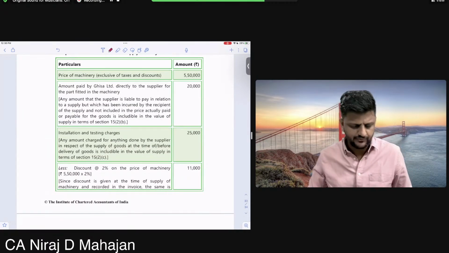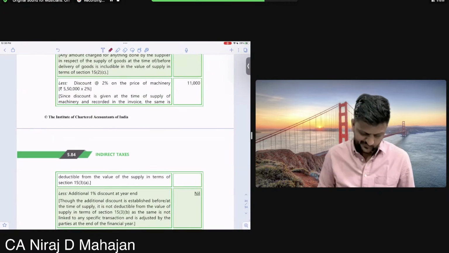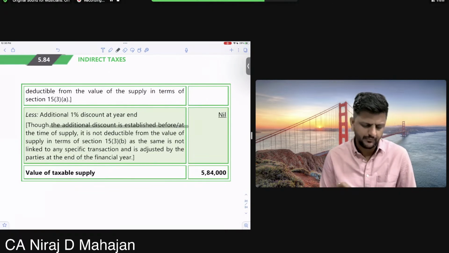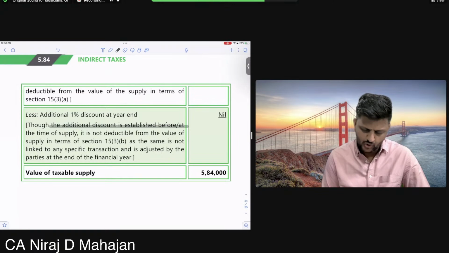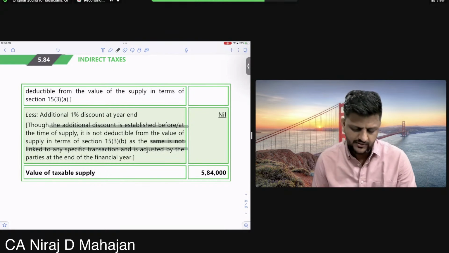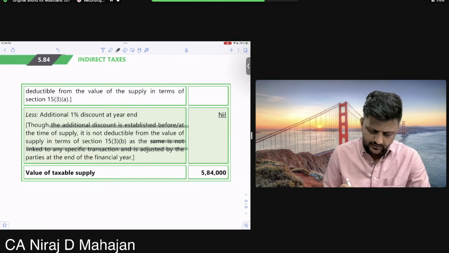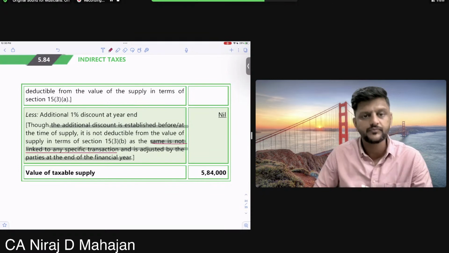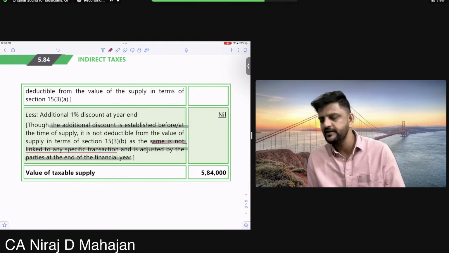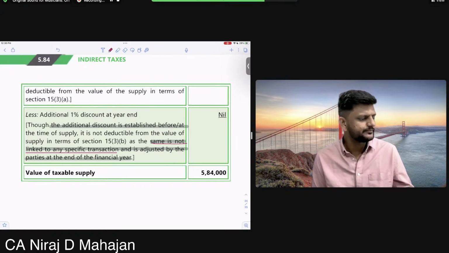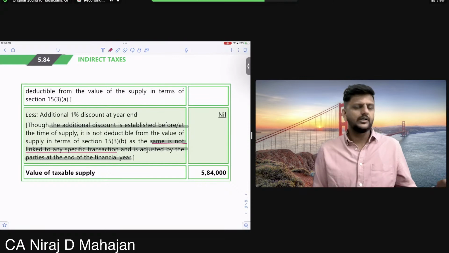But what are the wordings they have used for the last one? It is established before the time of supply. It is not deductible as the same is not linked to any specific transaction. The calculation cannot be done invoice wise, and it is adjusted by the parties at the end of the year. Main reason is what, children? Same is not linked to any specific transactions. You can't do the calculation invoice wise. That's why not allowed. Understood, children? Yes, say yes.